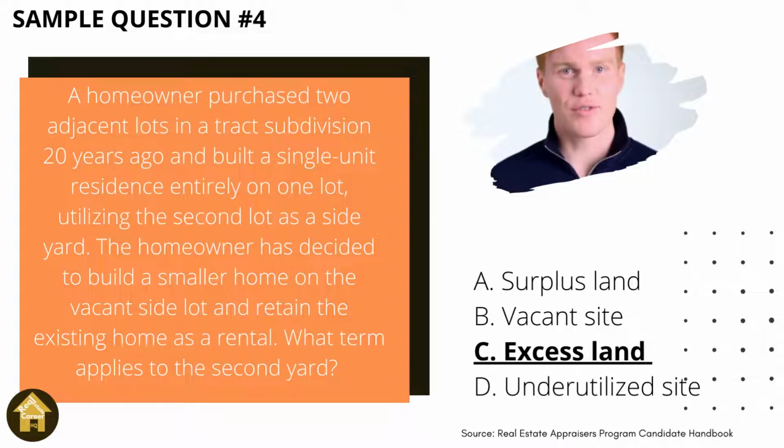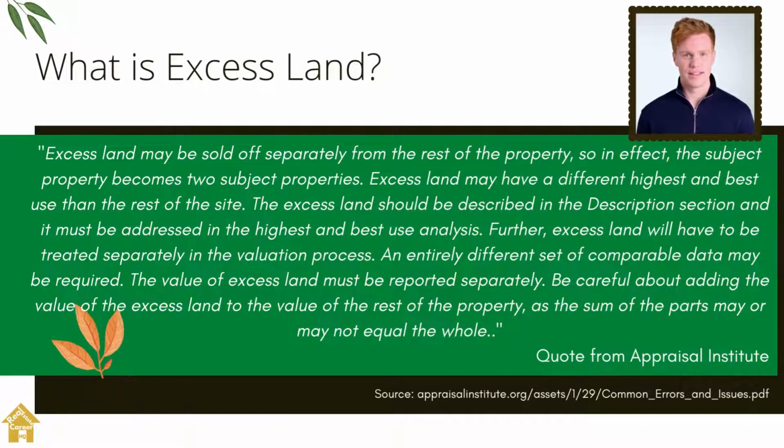The correct answer is C. Excess land. Excess land may be sold off separately from the rest of the property, so in effect, the subject property becomes 2 subject properties. Excess land may have a different highest and best use than the rest of the site.